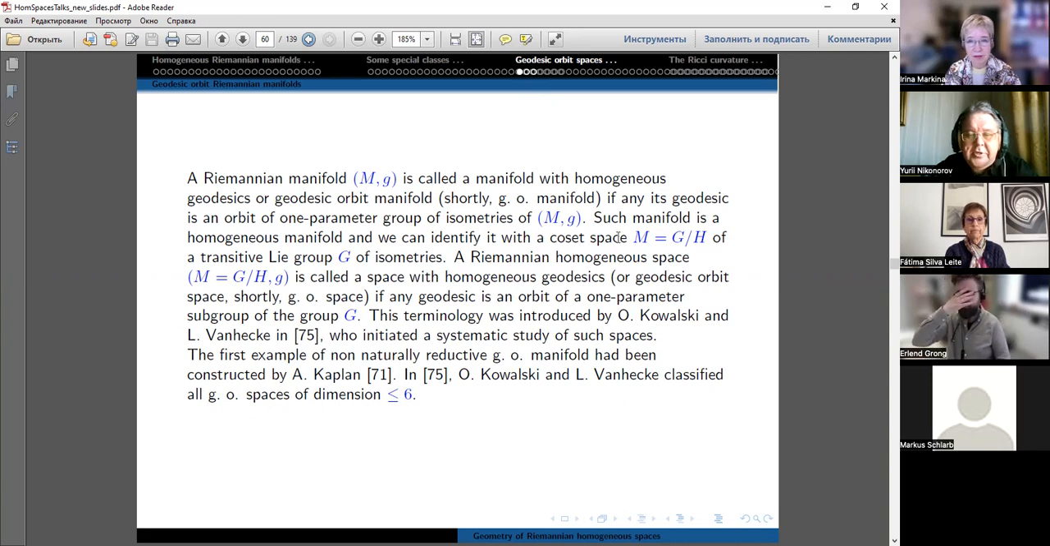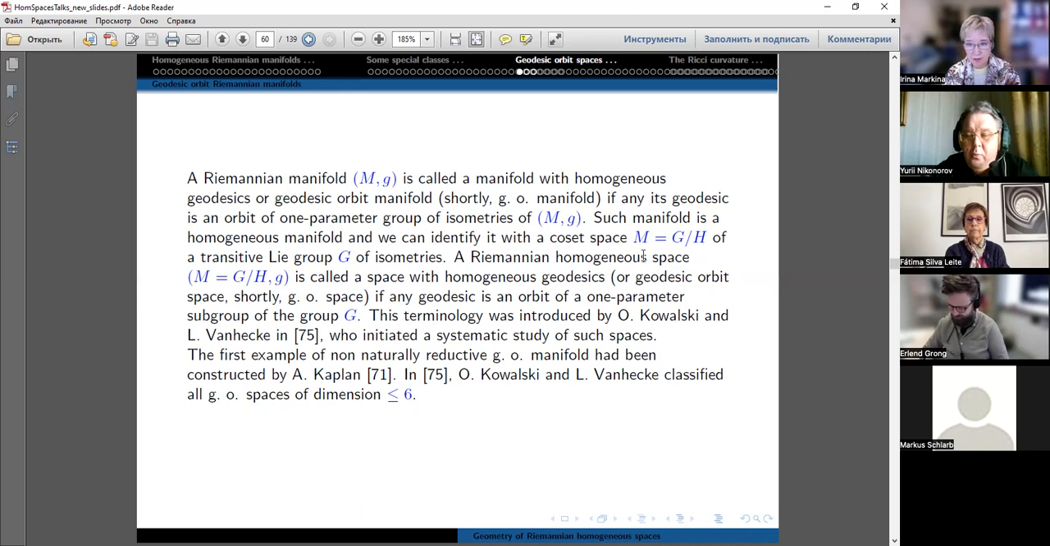A Riemannian homogeneous space, G mod H, with a Riemannian tensor g, is called a space with homogeneous geodesics, or simply geodesic orbit space, or shortly GO space, if any geodesic is an orbit of a one-parameter subgroup of the group G. Hence, if we have another realization of the space with another isometry group, then we have another property. This is a Riemannian homogeneous space.